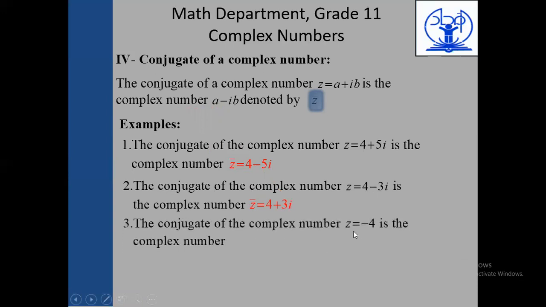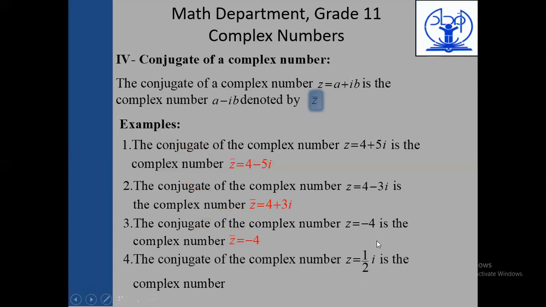What is the conjugate of the complex number minus 4? Minus 4 is a complex number which is real, so you have no imaginary part here. Multiplying the imaginary part by minus changes nothing since it's 0 in all cases. So this complex number will be equal to its conjugate. Note here that whenever the complex number is real, it will be equal to its conjugate.